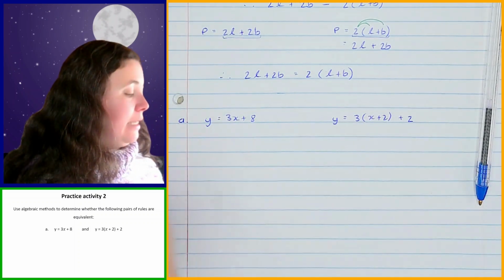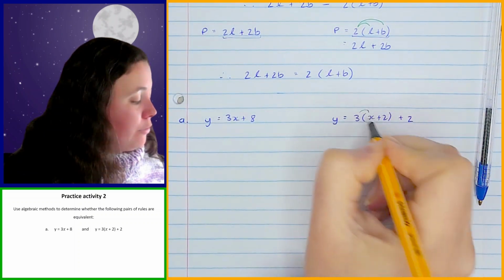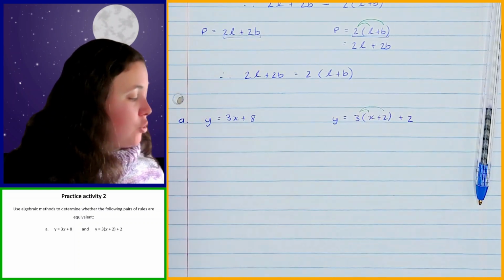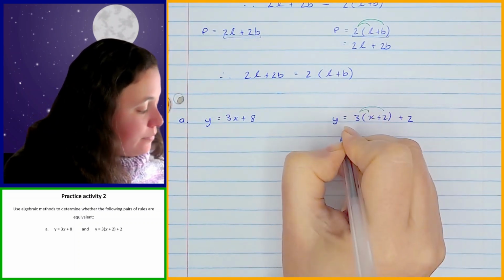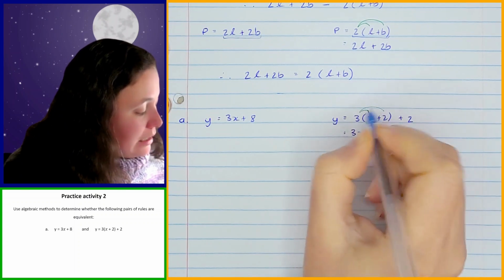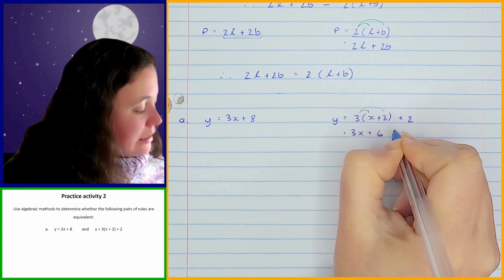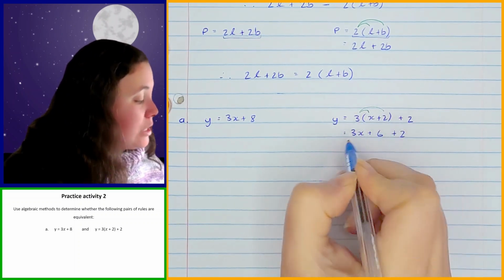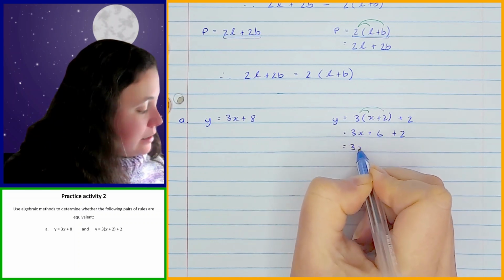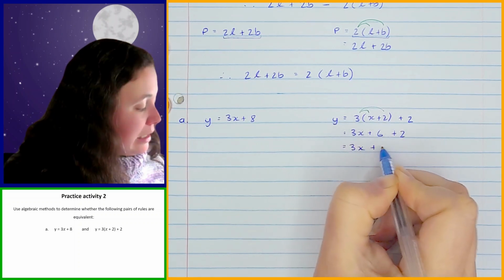I can multiply the 3 into these brackets: 3 times x and 3 times 2. So that's going to give me 3x plus 6 and then plus this other 2 over here. Now I can go and simplify that: 3x, and then plus 6 plus 2 is plus 8.